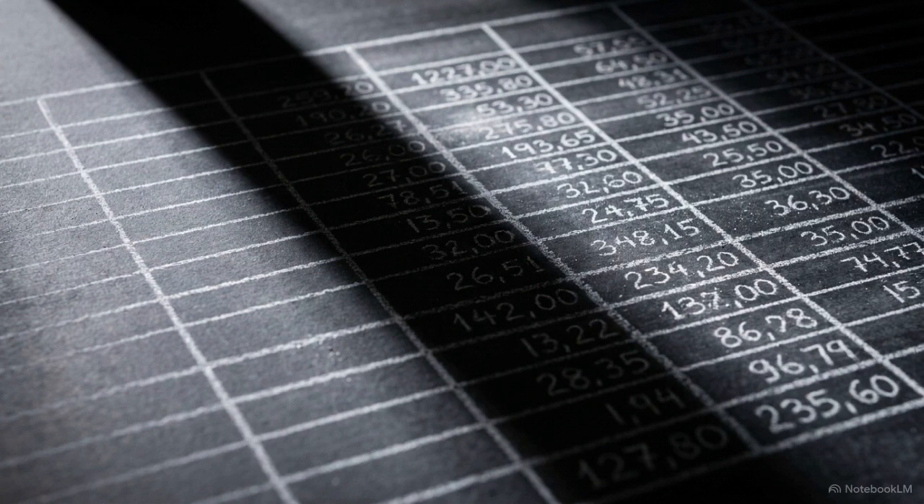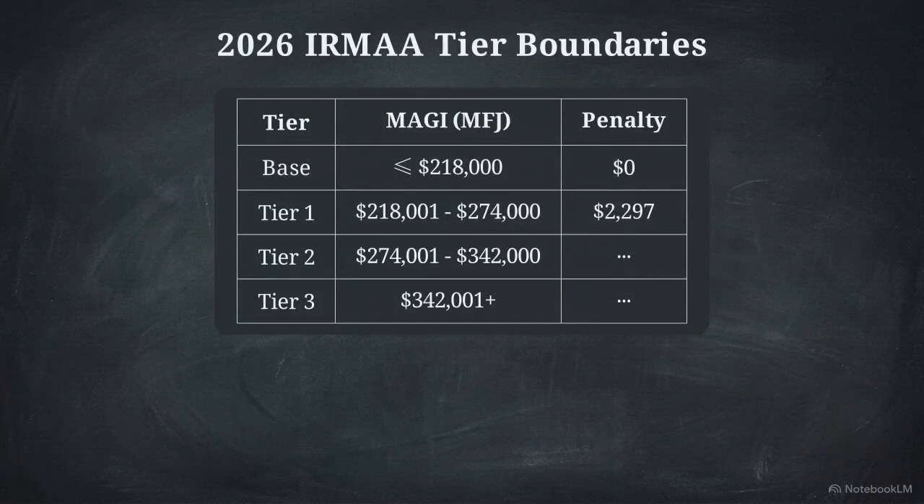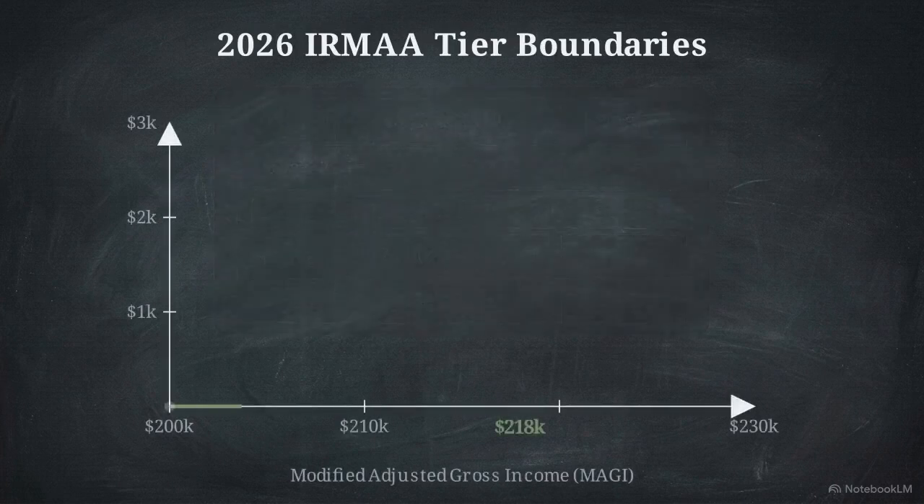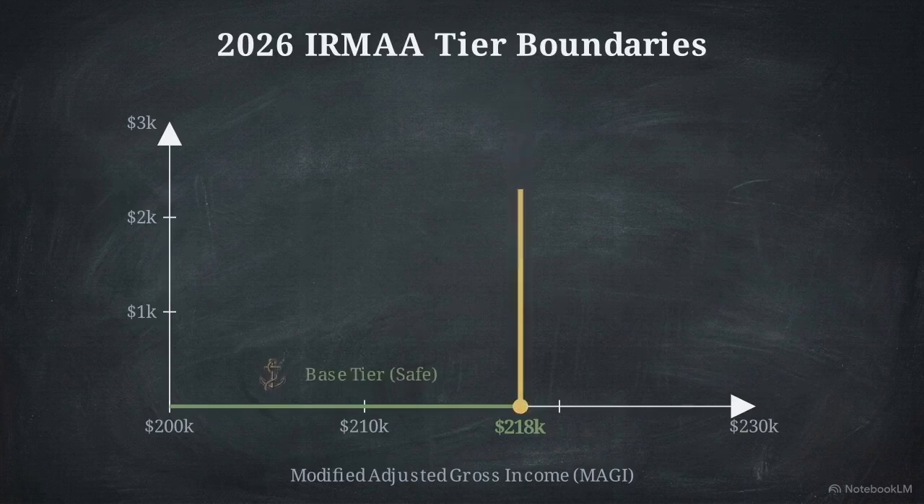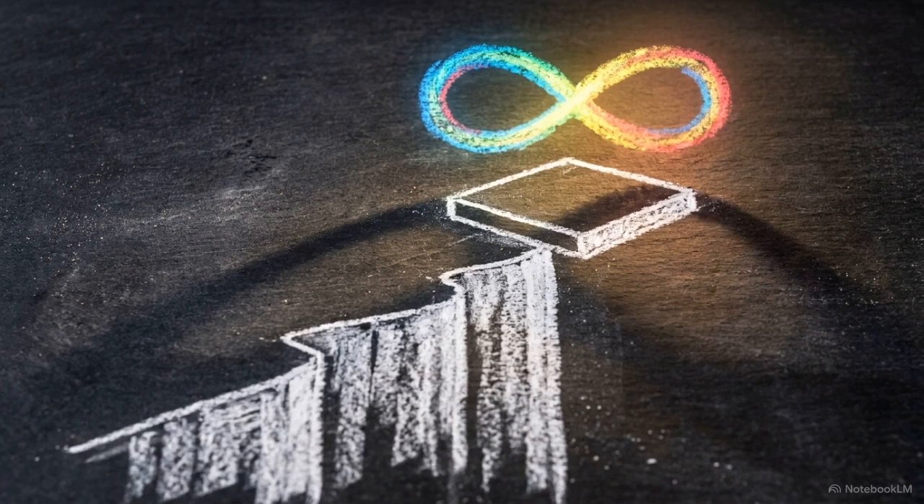The IRS uses continuous formulas, but Medicare relies on discrete binary cliffs, known as the Income-Related Monthly Adjustment Amount, or IRMAA. This table maps the 2026 IRMAA tier boundaries. For a married couple, the Tier 1 line sits at $218,000 of MAGI. Hitting $218,001 triggers an absolute penalty, a $2,297 annual Medicare surcharge for the couple. Mathematically, crossing that boundary imposes an infinite marginal tax rate on that specific $218,001 dollar.